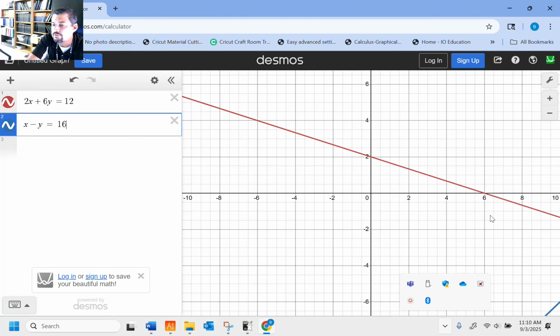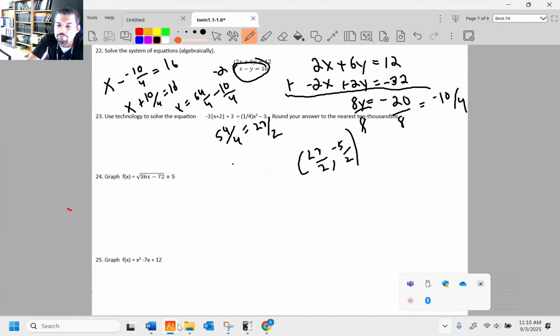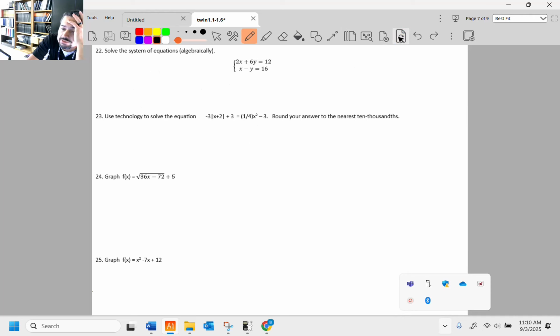All right, so let's see here. 13.5, negative 2.5. That's exactly what I have, because I have 27/2 and negative 5/2. So, yeah, we're good. Moving forward now, down to 23, which is a use tech. So in this case, that means use your TI-84.